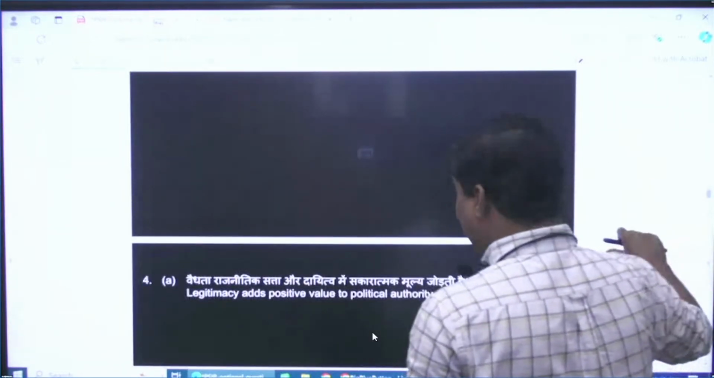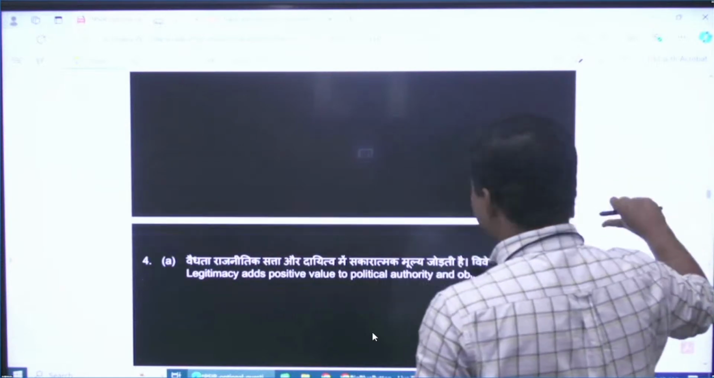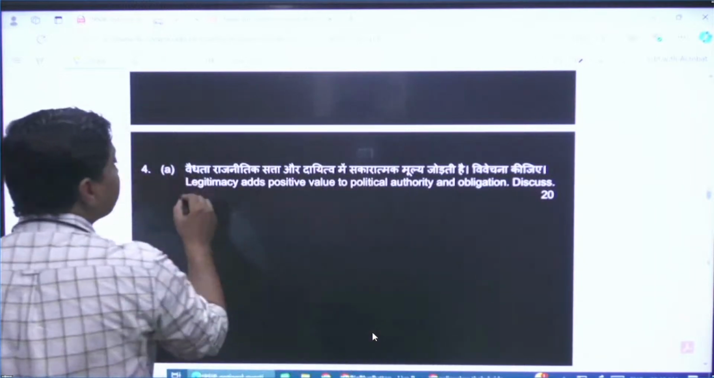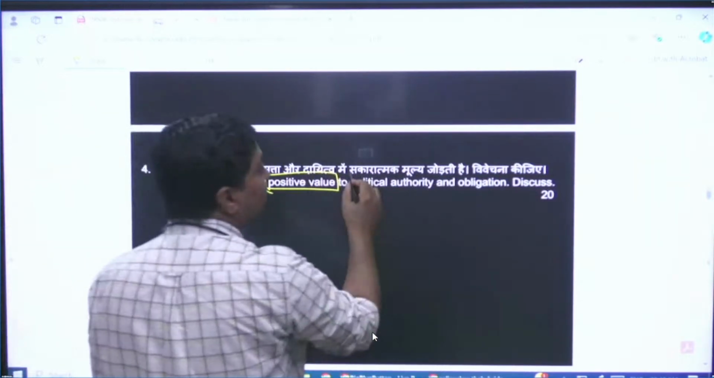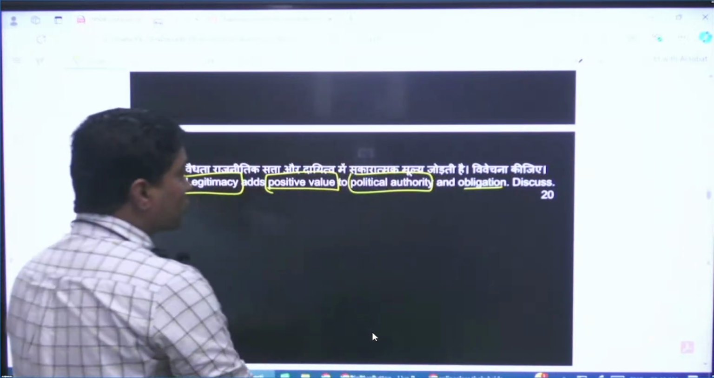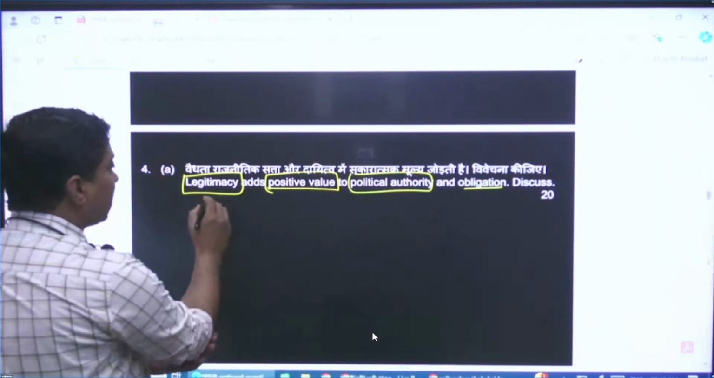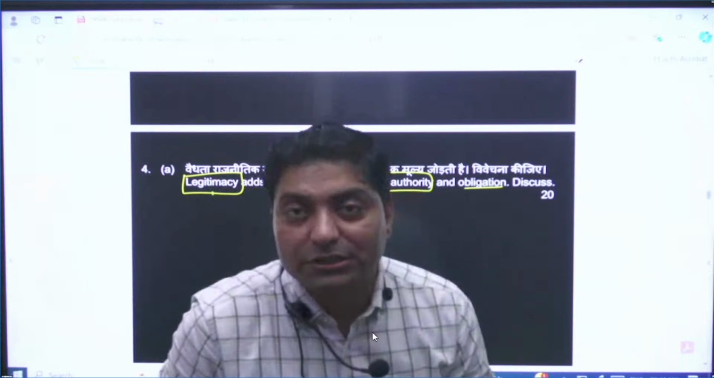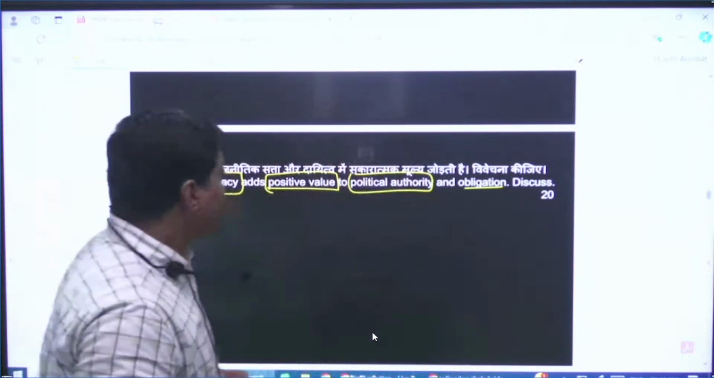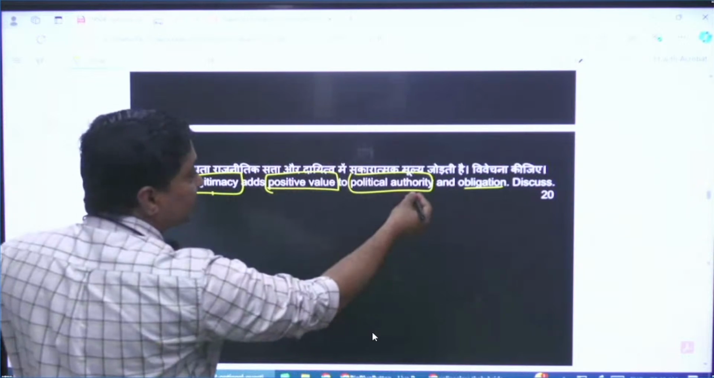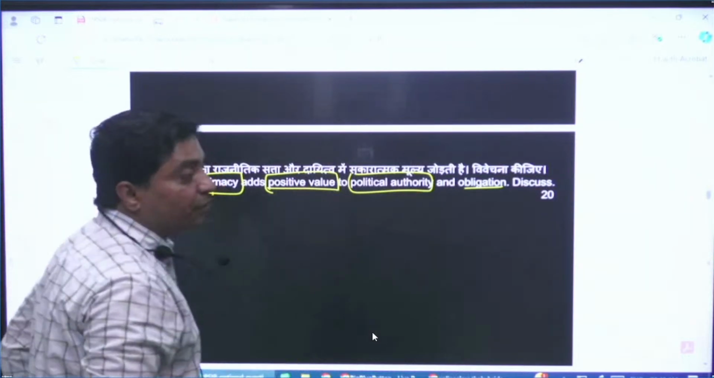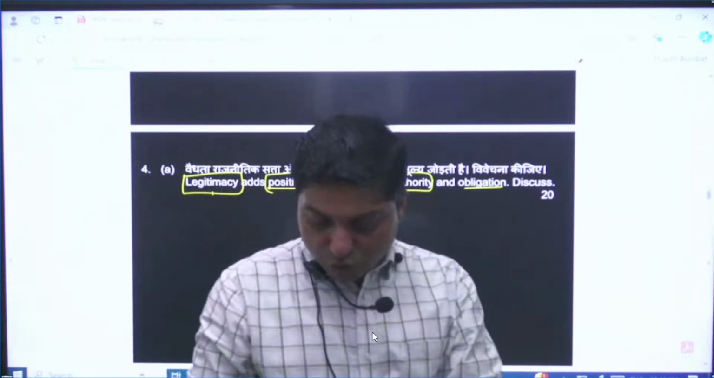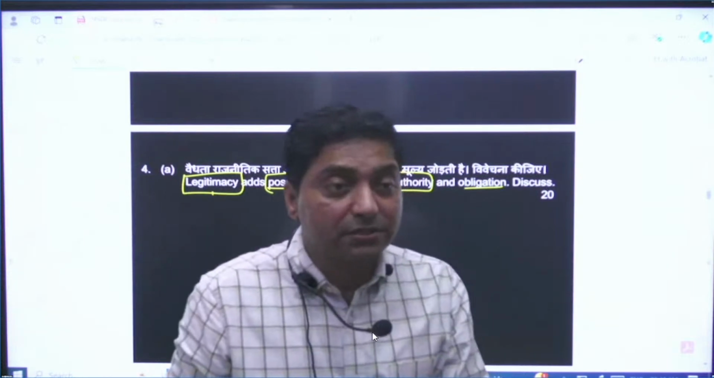Now let me talk about the fourth question. Legitimacy adds positive value to political authority and obligation. So one should begin with legitimacy. Legitimacy refers to the acceptance of the people about political authority or any social practices, right? And legitimacy is very important for social, economic, and political stability, right?